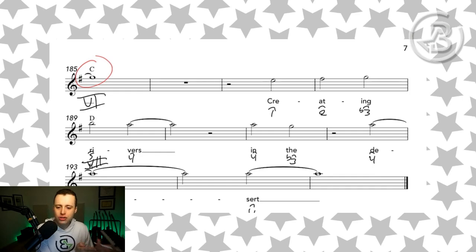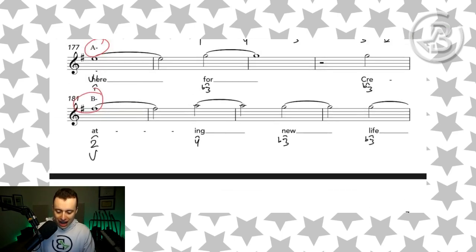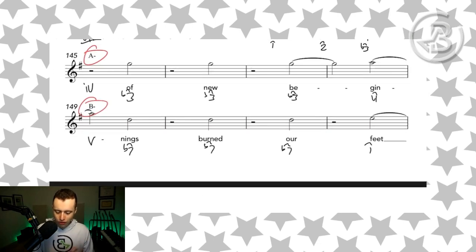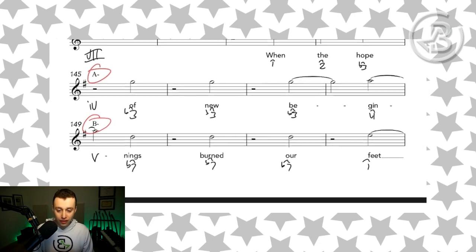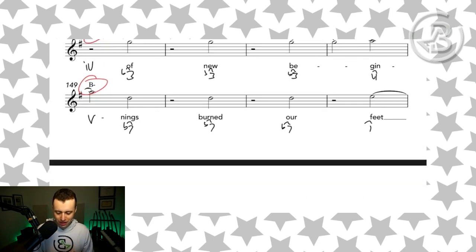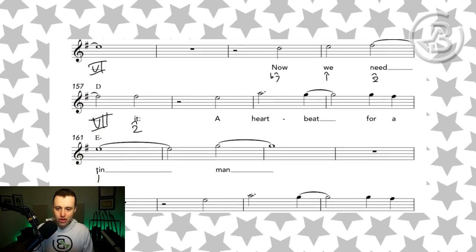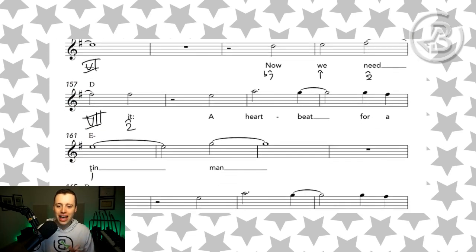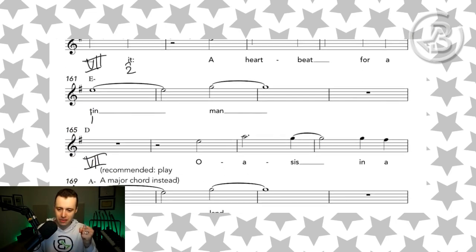We have that 2 times in a row, but the second time, the melody changes over the 4, 5, 6, 7, 1. So just to highlight that 4, 5, 6, 7, 1, we have in measure 145, A minor, that's 4. In 149, we have B minor, that's 5. In measure 153, we have C, which is 6. In 157, we have 7, which drives us back to 161, where we have 1.